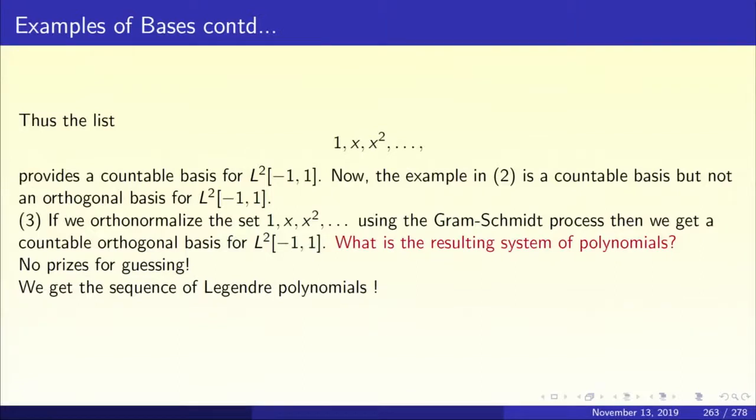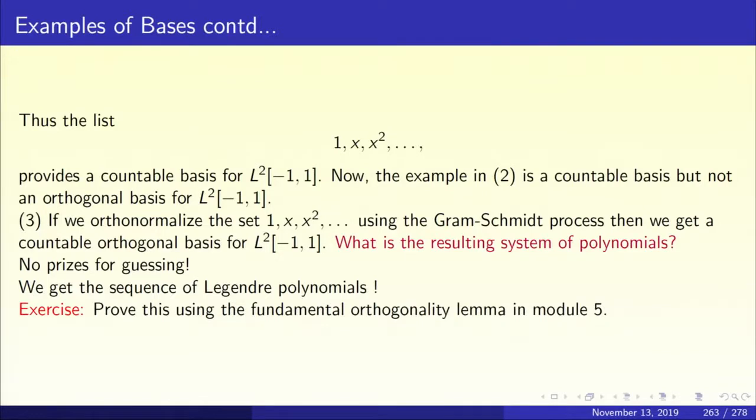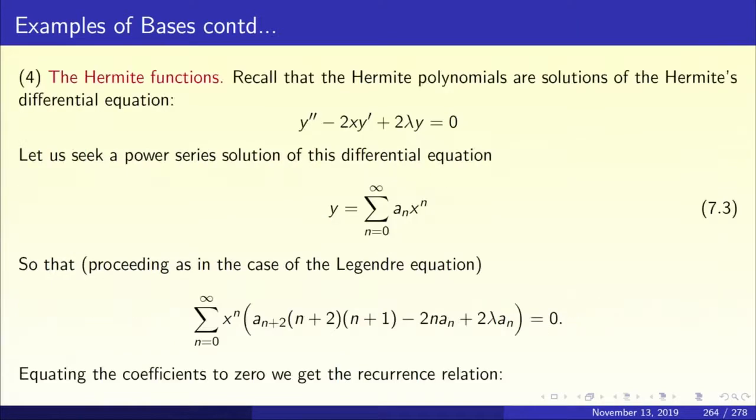No prizes for guessing. The very symbol P_j should give you a hint that the resulting polynomials are Legendre polynomials. So, we get the sequence of Legendre polynomials as the orthonormal basis for L2 of minus 1 to 1. As an exercise, you must prove this using the fundamental orthogonality lemma which we established in module 5. You must go back to module 5 and recall this fundamental orthogonality lemma. We are going to use it again very soon. So, that is the importance of Legendre polynomials.